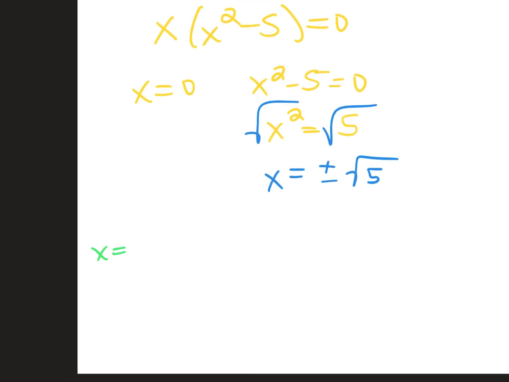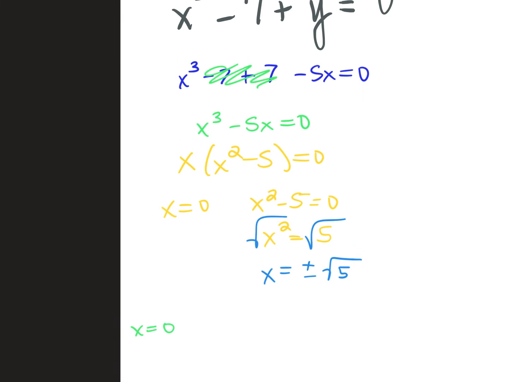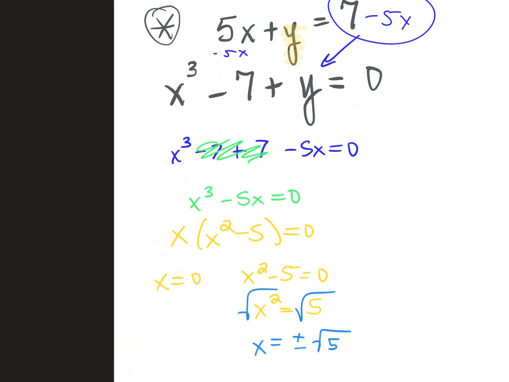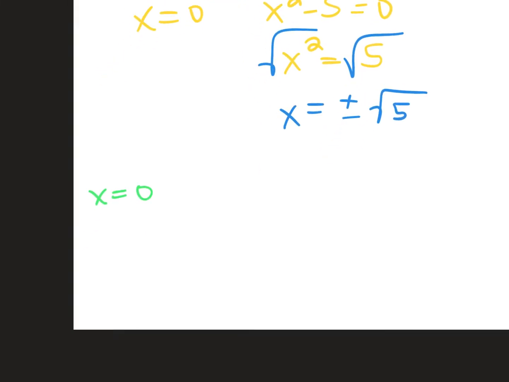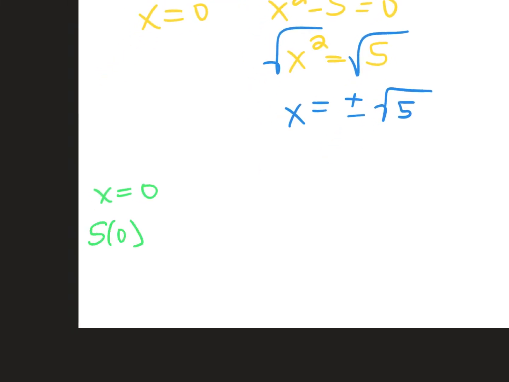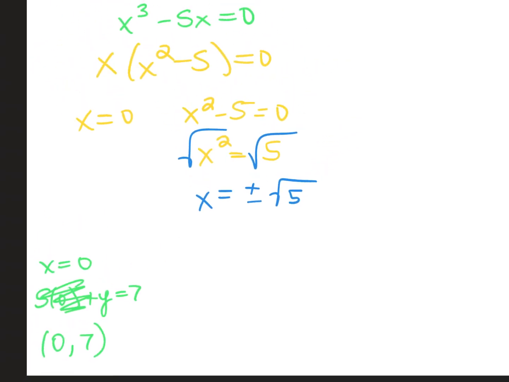So I'm going to say x equals 0. I'm going to plug it into one of my equations. Which one would be easier to plug into? 5x plus y equals 7. So 5 times 0 plus y equals 7. What does y equal? So what's your ordered pair here? 0, 7. Perfect. You can use any of the x's. This next one, you just do the exact same thing.